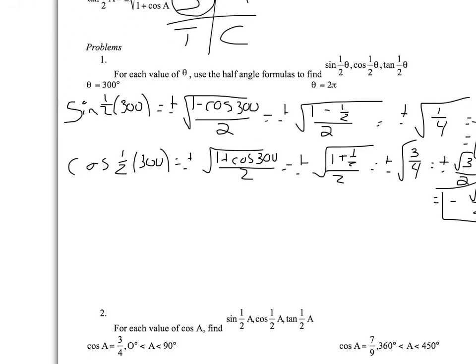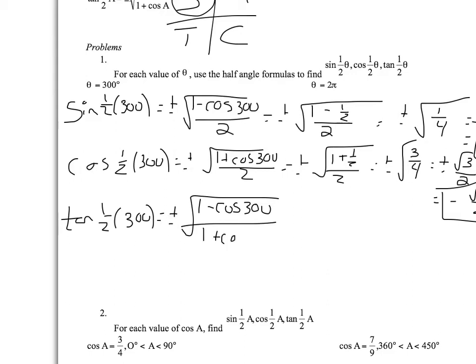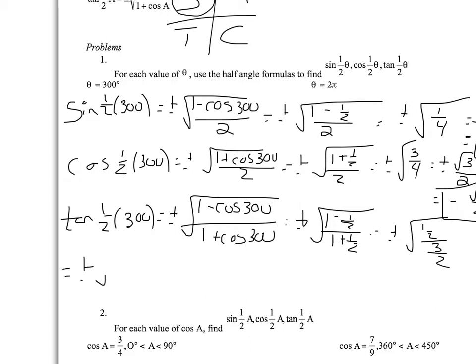And finally for tangent, it's plus or minus the square root of 1 minus cos A over 1 plus cos A. So 1 minus cos 300 over 1 plus cos 300. So it's 1 minus 1/2 over 1 plus 1/2. 1 minus 1/2 is 1/2. 1 plus 1/2 is 3/2. 1/2 divided by 3/2 is 1/3.